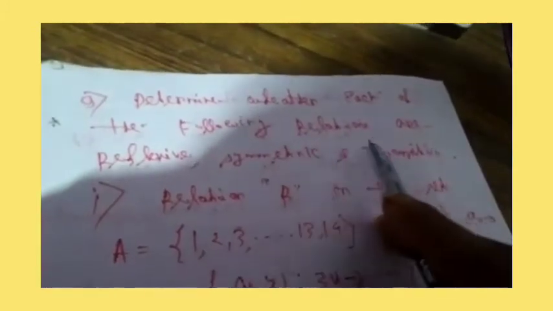Okay, today we are going to discuss chapter 1 of our Relations and Functions. We're just going to revise those topics. Let's see here, asking the questions. Determine whether each of the following relations are reflexive, symmetric and transitive.